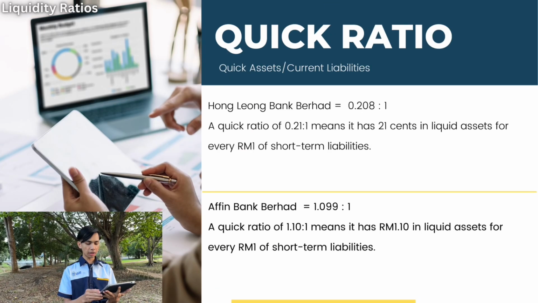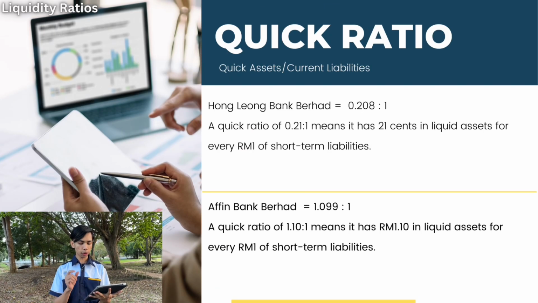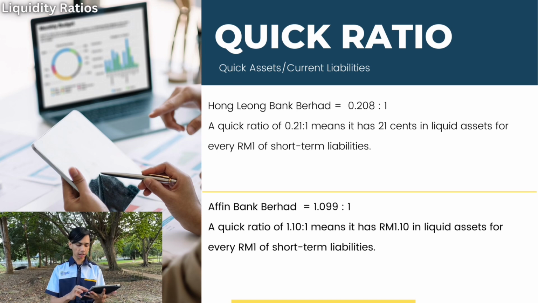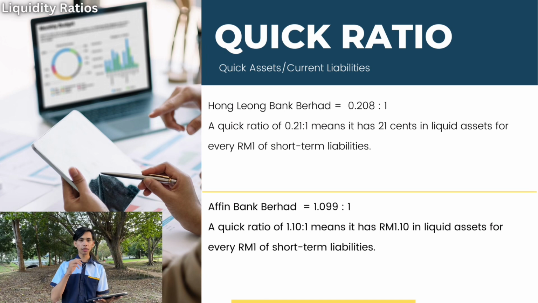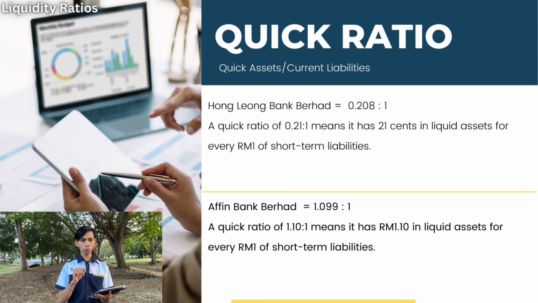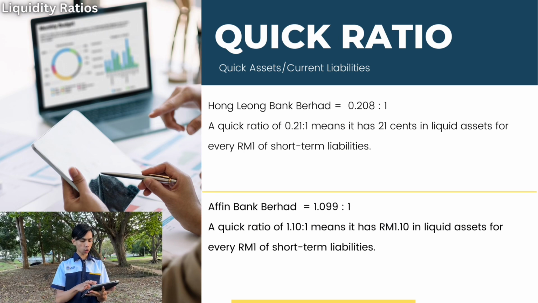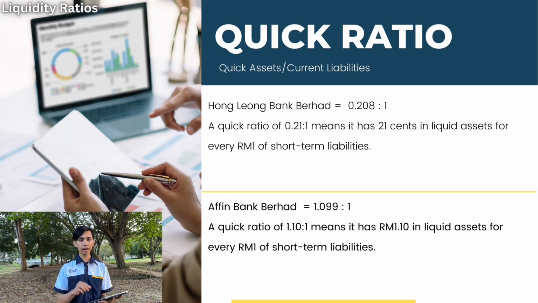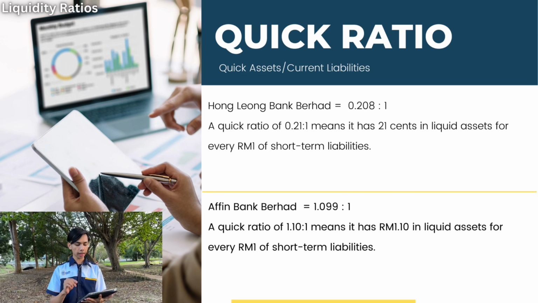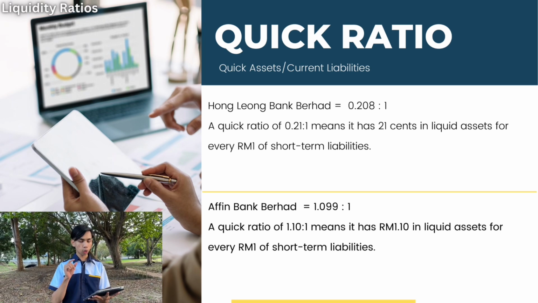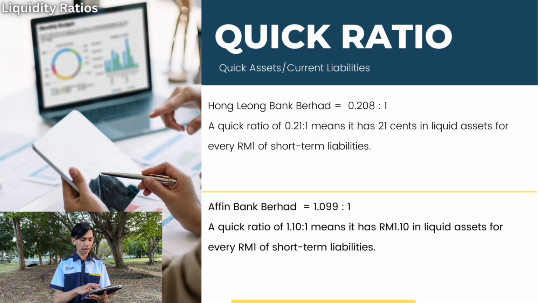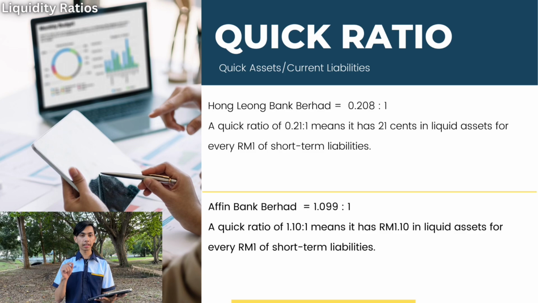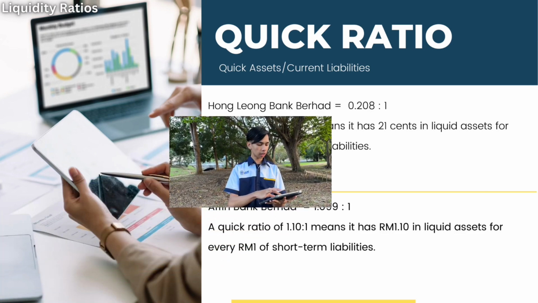Quick ratio is another important liquidity measure where we only focus on the most liquid assets like cash and receivables. The formula is simple: quick assets divided by current liabilities. For Hong Leong Bank the quick ratio is 0.208 to 1 and Affin Bank is 1.099 to 1. So it shows that Hong Leong Bank has 21 cents of liquid assets to cover its 1 ringgit of short-term liabilities, and Affin Bank has 1.099 ringgit to cover its 1 ringgit short-term liability.